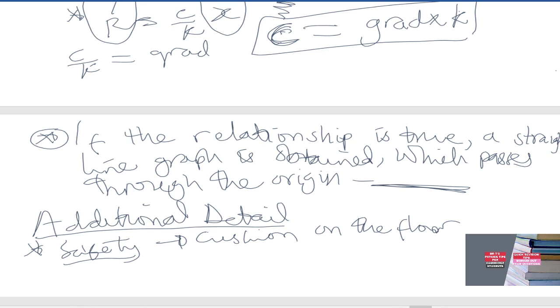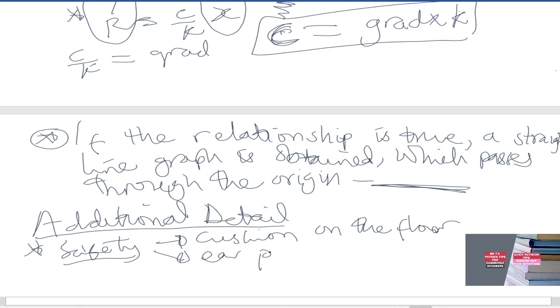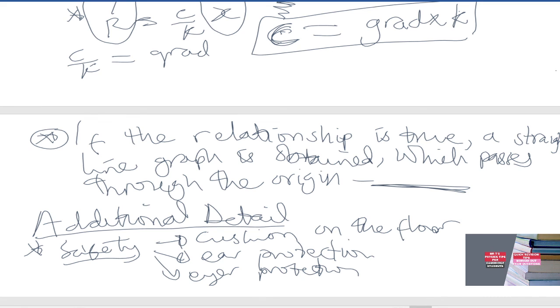Now, if there is noise being produced in the circuit, you need ear protection, so earmuffs. Okay, so ear protection for noise produced, and then you also have eye protection. That is, if you have something like small flying objects, you need to wear goggles to protect your eyes.